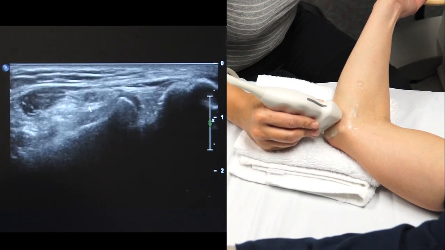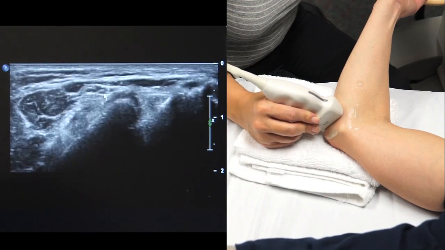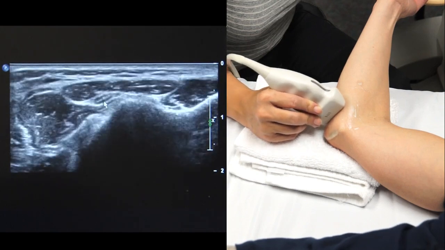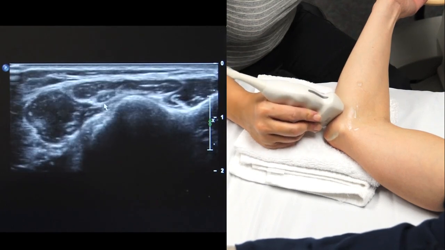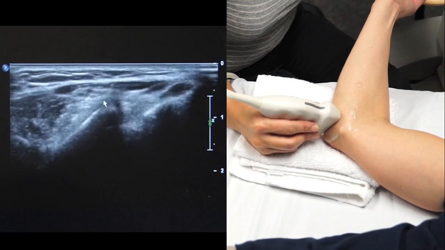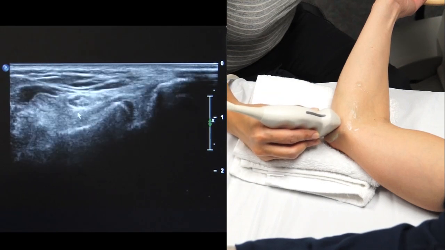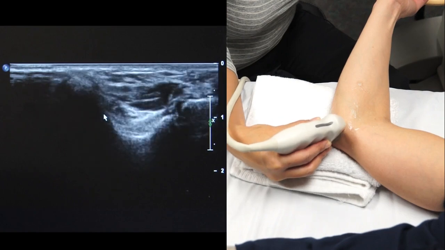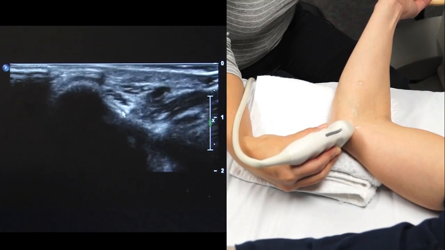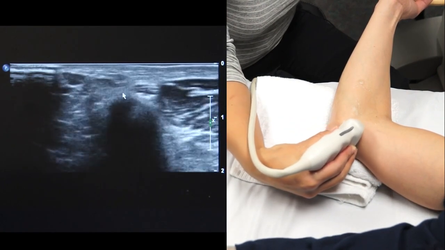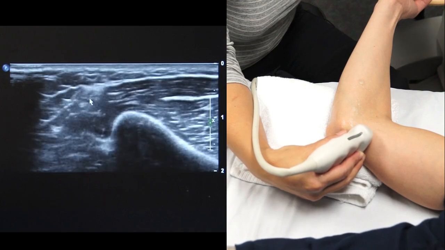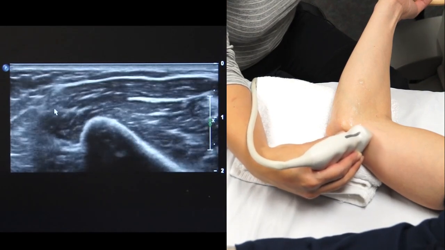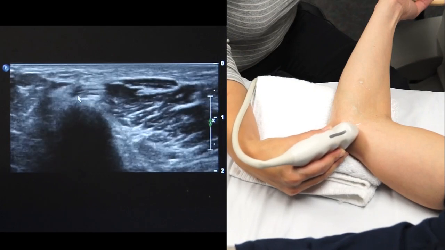And see how, if you can appreciate that honeycomb appearance as I'm scanning this nerve distally. I'm going to come back again in the cubital tunnel and scan the nerve more proximally. Here it is in the posterior compartment of the arm.